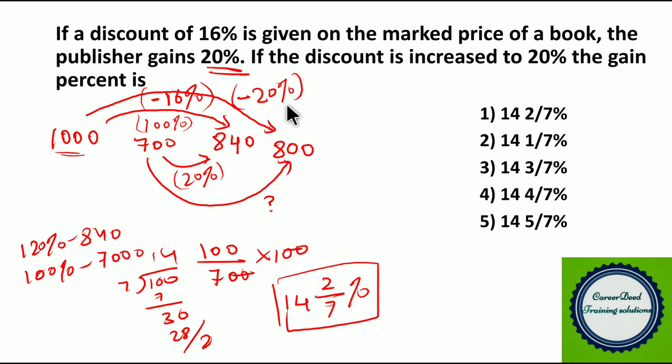So without giving the discount of 20%, by giving it only for 16%, he will get a 20% profit. But the answer for this question is option A, right? Option 1, 14 2 by 7%. Now moving to last question of the session.